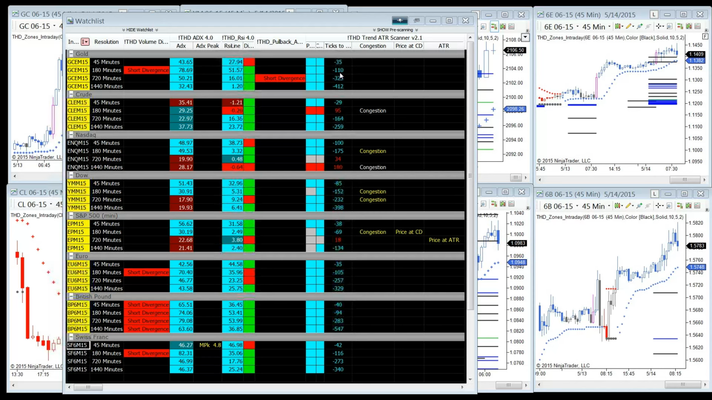What else stands out at you? Well, you have short divergence on the euro. It's at 70. The ADX, the RSI is at 35. The British pound is the one that really should stand out at you, because you've got short divergence, 65 on the 45, 74 on the 180, 79 on the 720, and look at the RSI, above 50, above 50. That's substantial. Okay, that tells me that we could have a retracement on the British pound US dollar today. Does everybody understand that?